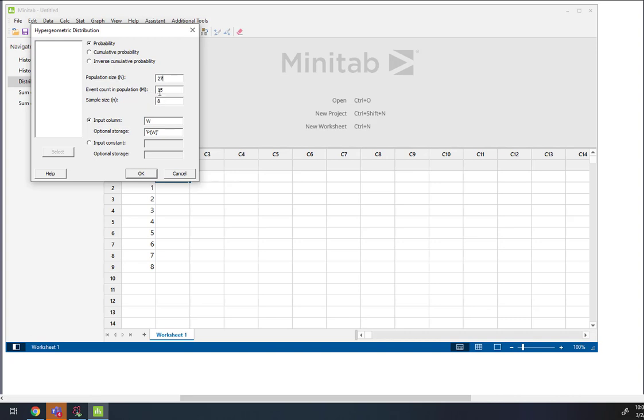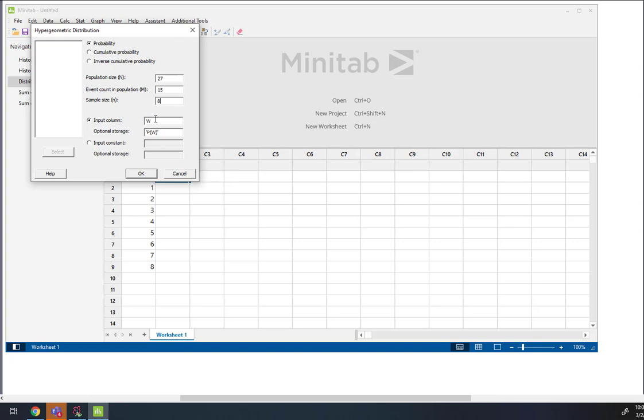The event count in population, that means the thing that we're counting, women, how many of those are there? And there are 15, we said. And what's the sample size? And we said the sample size was 8. We're picking 8 people to go to Florida. So that fills in the stuff about the hypergeometric that Minitab needs to know.